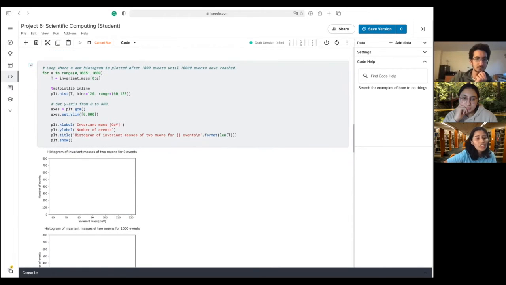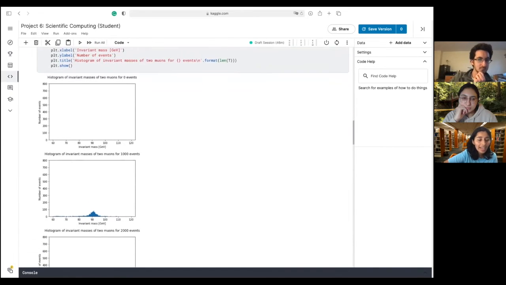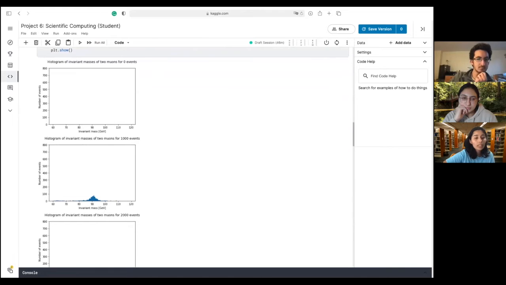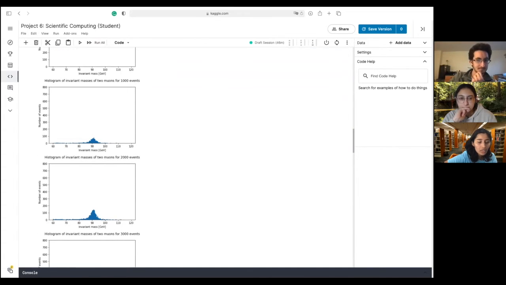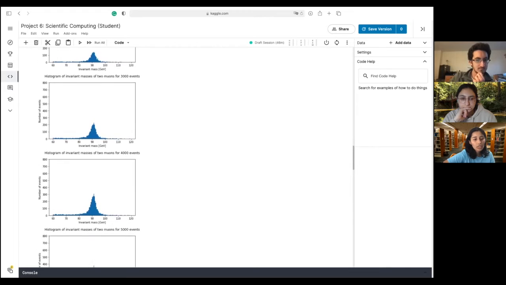The first iteration is basically 0, so we don't expect there to be any events. In the next iteration, with 1,000 events, there's some significant change at 90, but then in 2000 it increases the height at 90, and then we see that it just goes higher and higher.